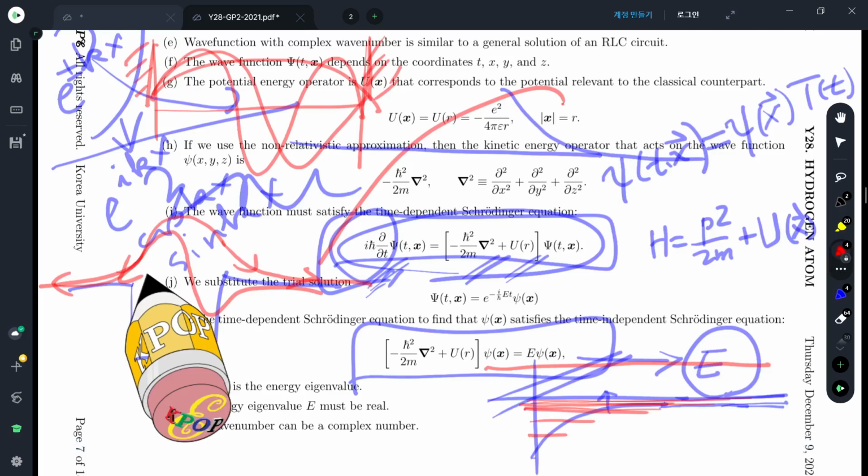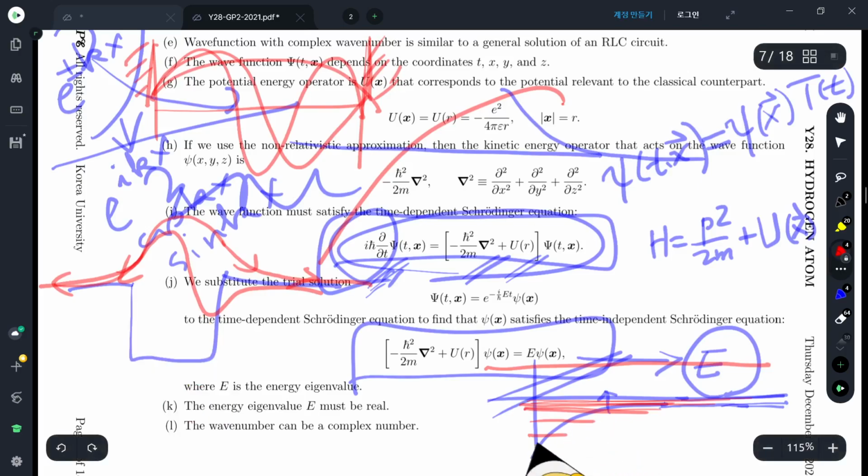Okay? So the hydrogen atom wave function is wavy near the center, and as we go far away from the proton, it must decay. All right?